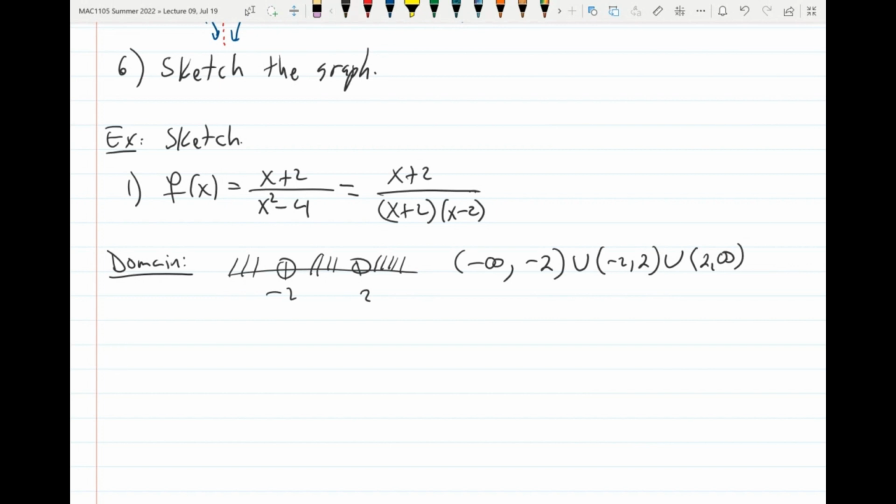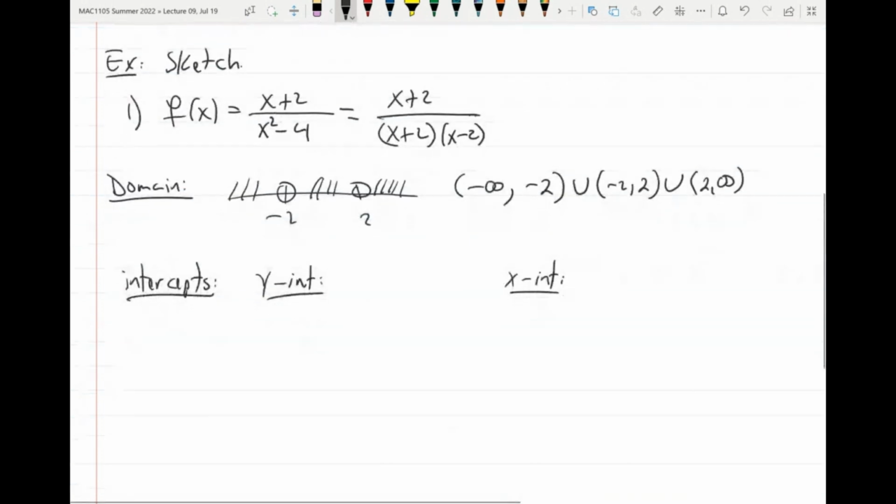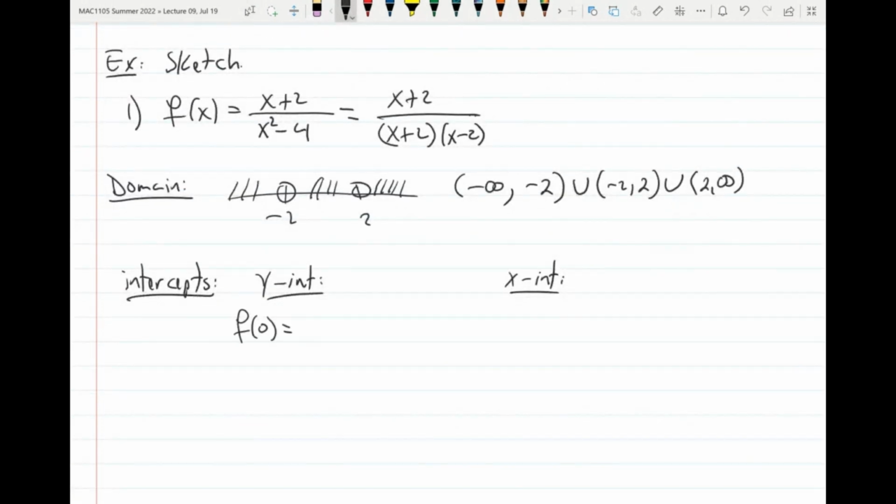So next, I'm going to find the intercepts. So let's find the intercepts. And remember, this means y-intercept and x-intercept. Now, how do we find the y-intercept of a function? How do we find it? Just plug in 0. So f of 0, what do we get? 2 over negative 4, which is negative 1/2. So that means the y-intercept is the point (0, negative 1/2). That's 1 point that's going to be on our graph, okay? We do a blue box because it's 1 of the points.